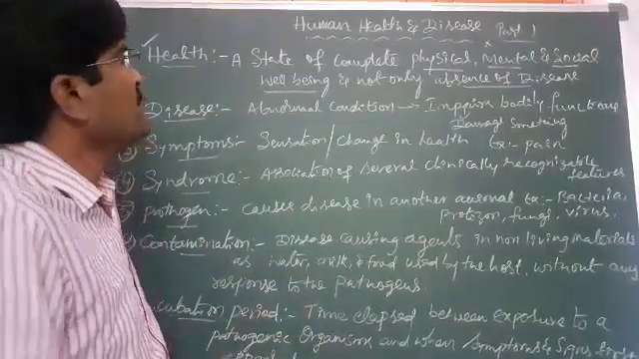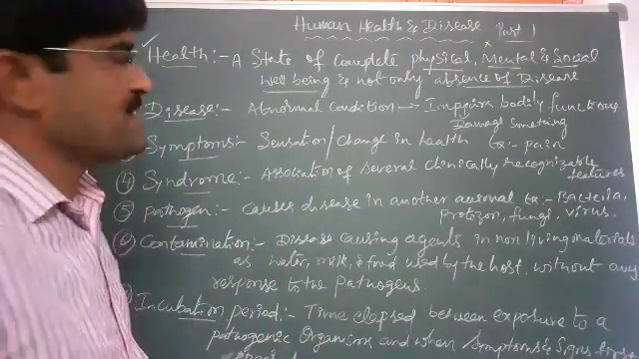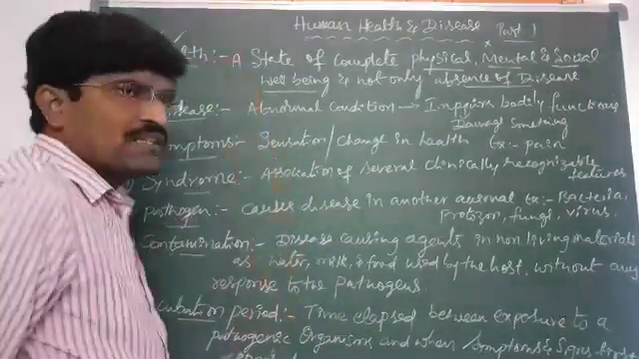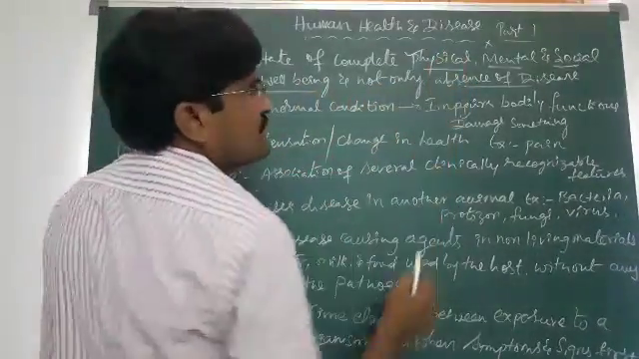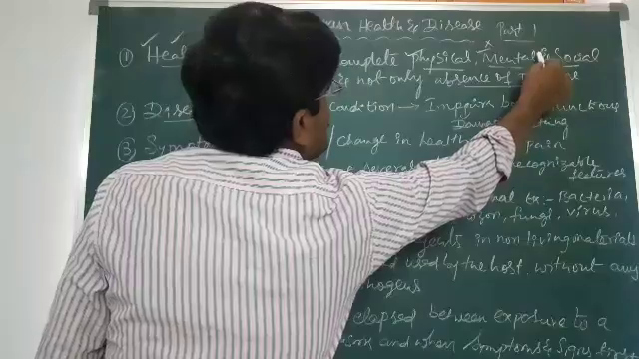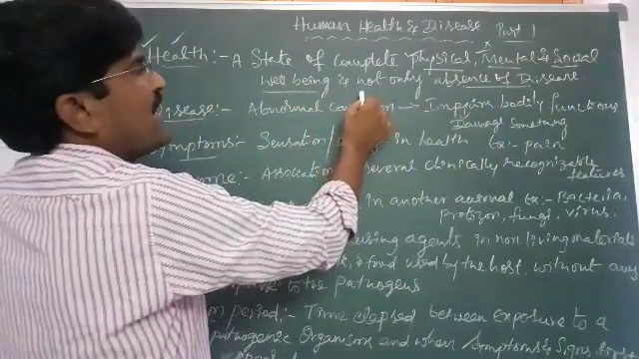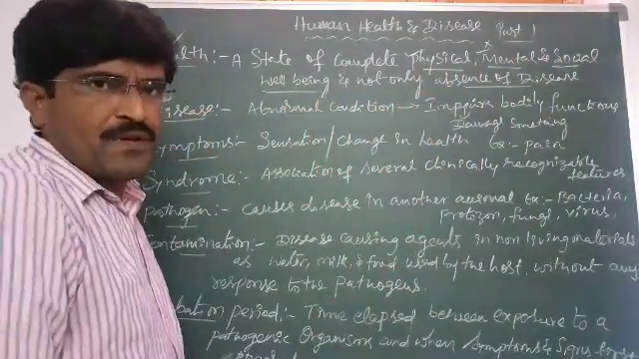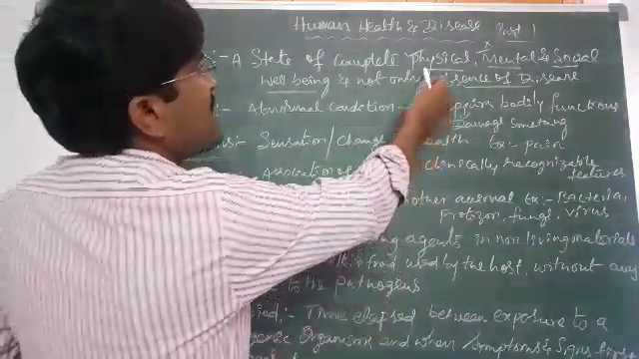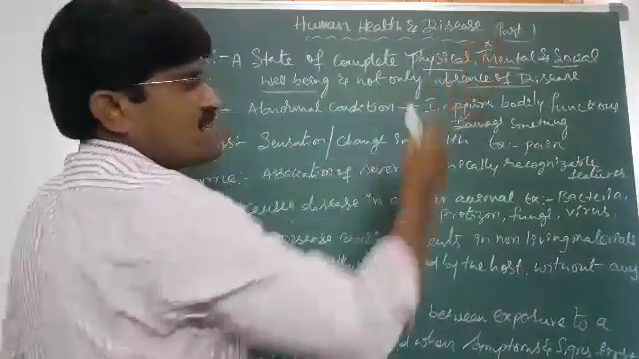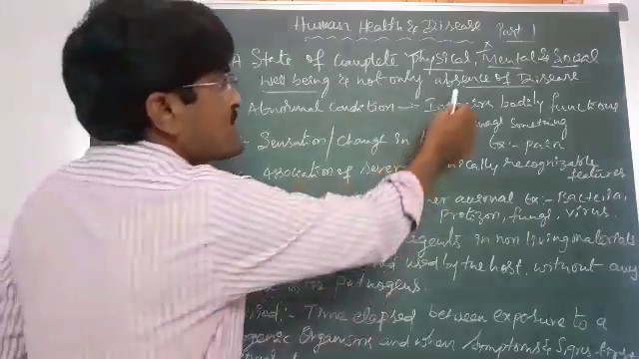This is part 1 under human health and disease. The first definition is health. The main definition of health is a state of complete physical, mental and social well-being and not only the absence of disease. Whom do we call a healthy person? Whoever maintains the three parameters: physically, mentally and socially.